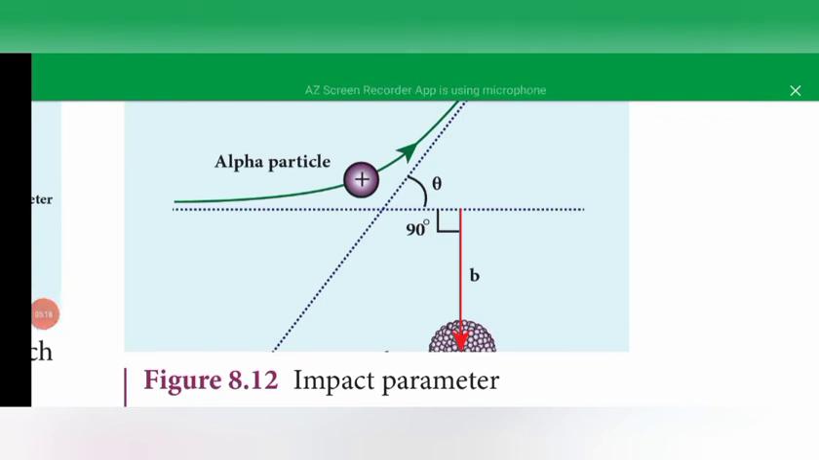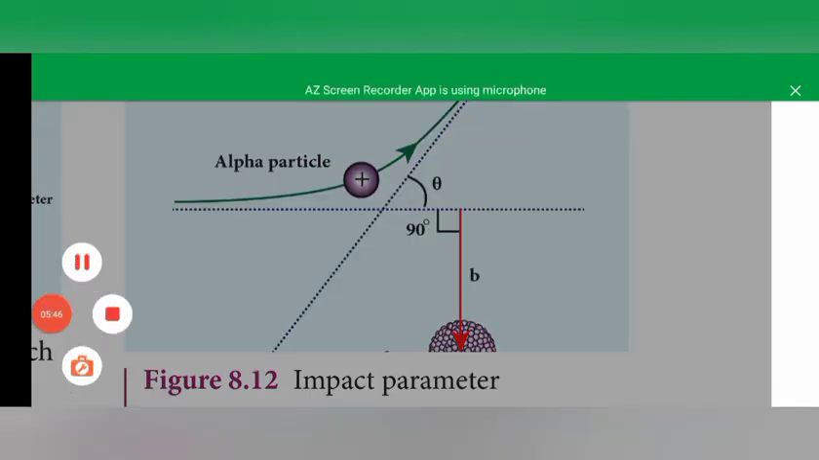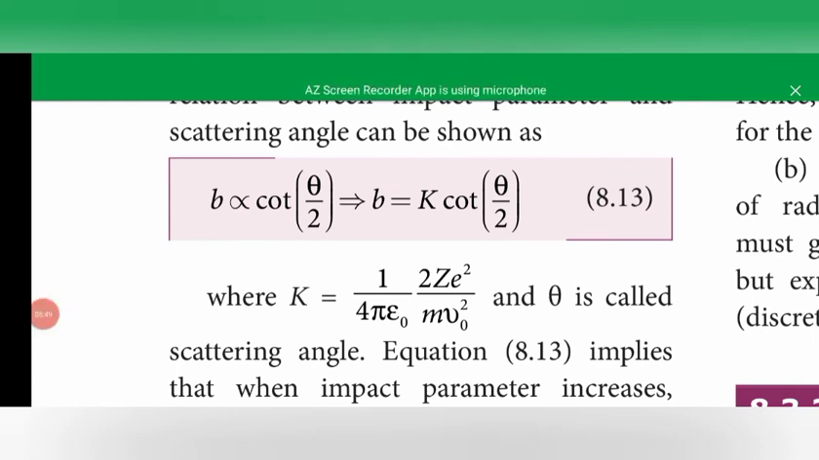And the next one is the impact parameter. The impact parameter is the perpendicular distance between the center of the gold nucleus and the direction of the velocity of the alpha particle. It is a large distance. It can be calculated as b, the distance between the center and the nucleus. So this b is directly proportional to cot theta by 2. This is the value of the impact parameter. B is directly proportional to cot theta by 2.